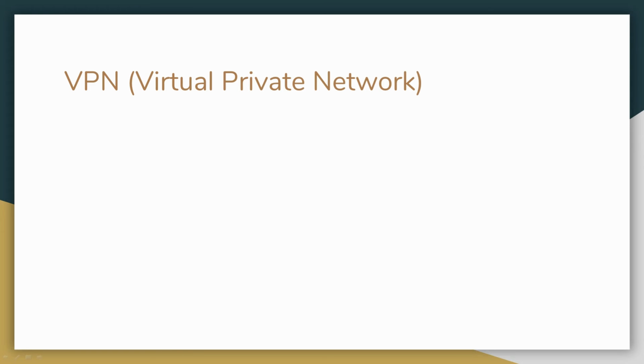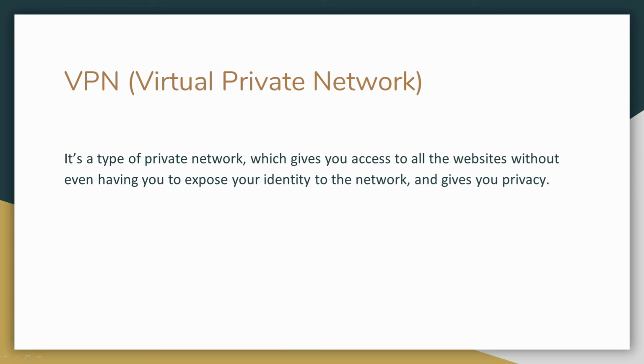So it is very useful when you want to access any website and you don't want the website server to have access to the IP address of your machine or any personal credentials which you may have. So let us move on to the definition of a VPN. A VPN, or Virtual Private Network, is a type of private network which gives you access to all websites without having to expose your identity to the network, and it also provides you with privacy.